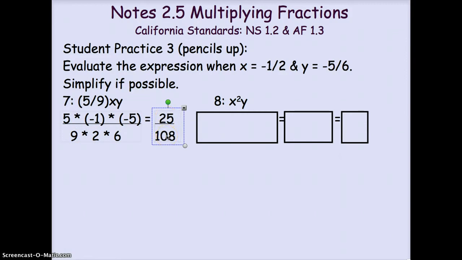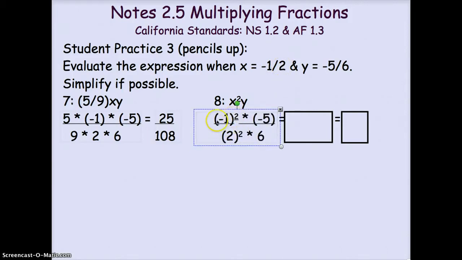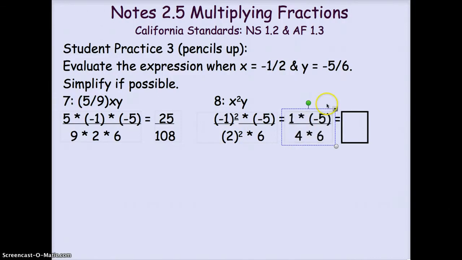108. Number 8, a little trickier because that x value is squared. So that means negative 1/2 squared, which is the same thing as saying negative 1 squared and 2 squared. Either way you look at it. So when I square those numbers, negative 1 squared is simply 1, negative 1 times negative 1, and 2 squared is 4. There is nothing to cross-cancel, so 1 times negative 5 is negative 5, 4 times 6 is 24.